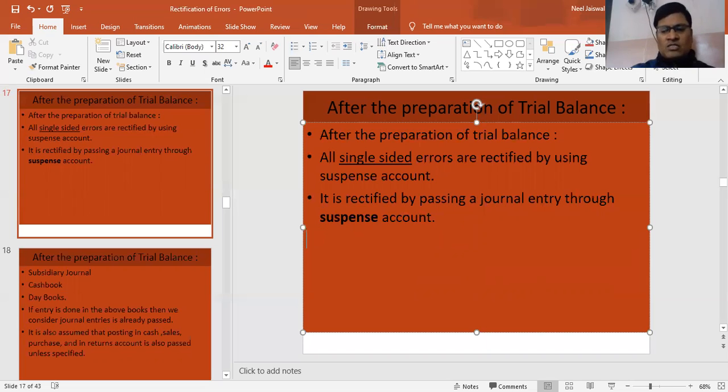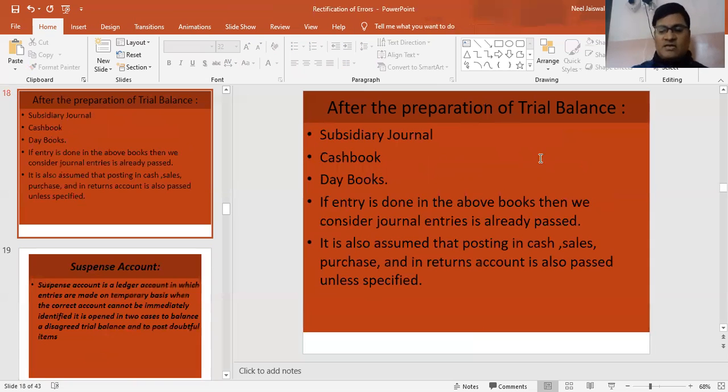So the journal entry will look like this: wages account debit, to suspense account, in case of deficiency. But we will do the opposite if there is an excess. For excess it will become suspense account debit to wages account. Yes, for debit balances, again I'm saying.